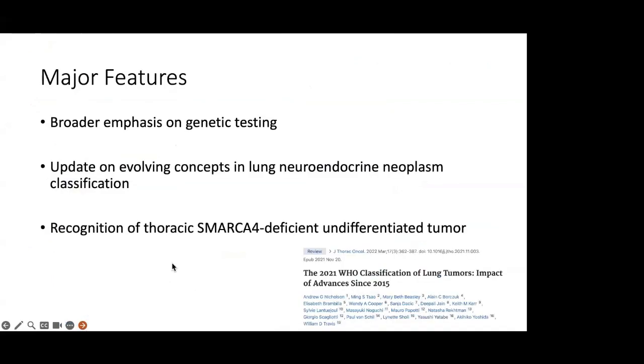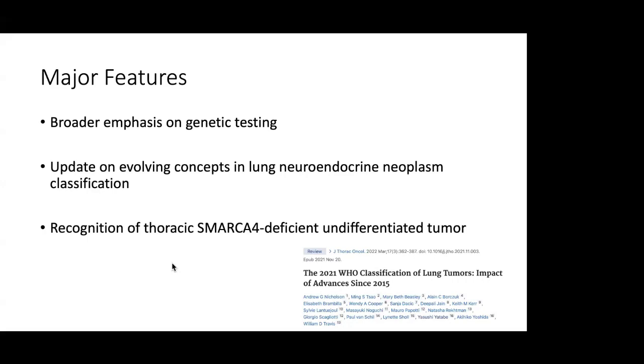So if we have to see what is the difference between WHO 2015 and WHO 2021, there are a few things which have been incorporated or taken care of in the most recent classification, apart from other features which are majorly based on resected specimens. These are the three which I have written here. They are related to small diagnostic samples.